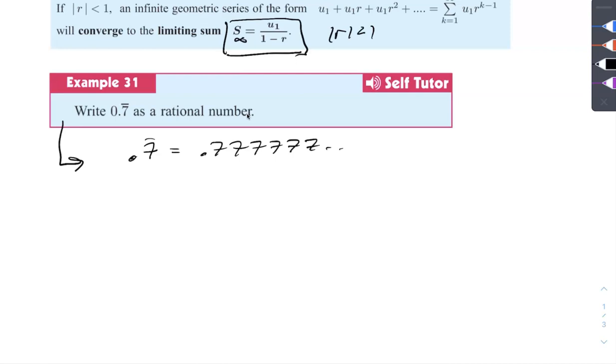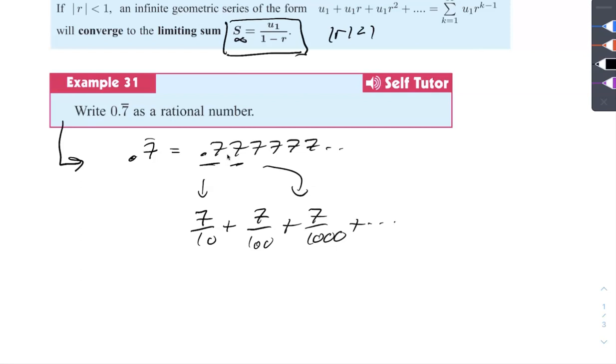So if we look at that a different way, let's look at this one first. That is 0.7, which is 7 over 10. And how about this one right here? Well, that is 7 over 100. And this one right here will be 7 over 1,000, and so on. So how do we find the infinite sum of this?